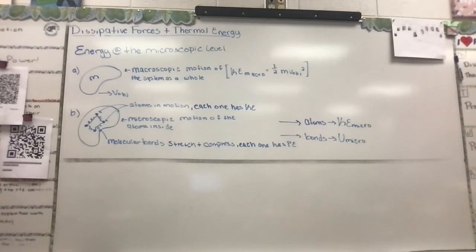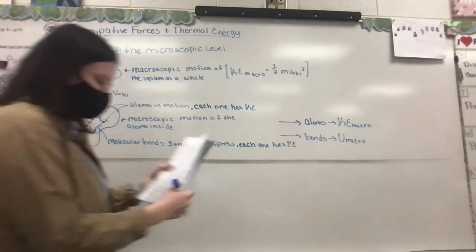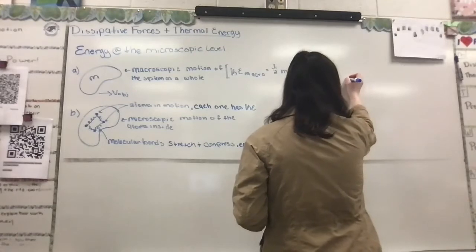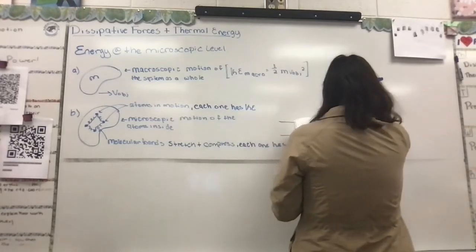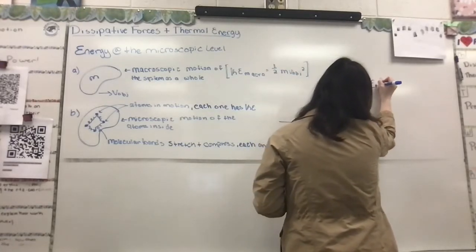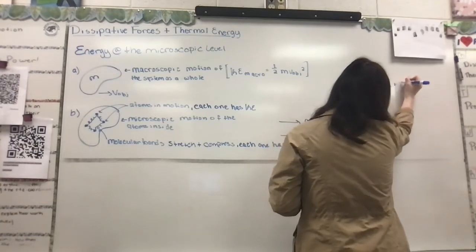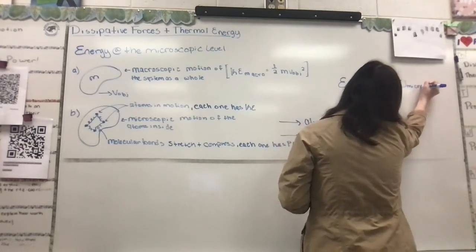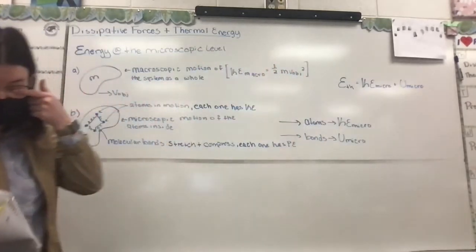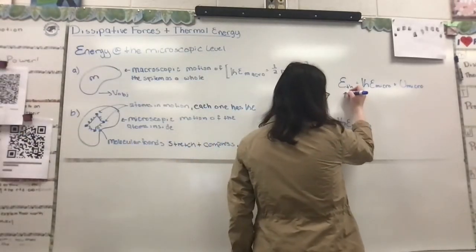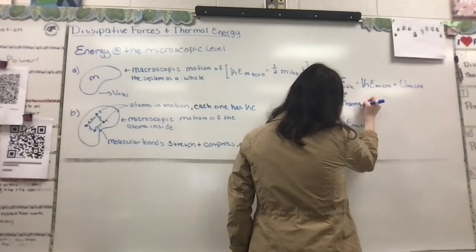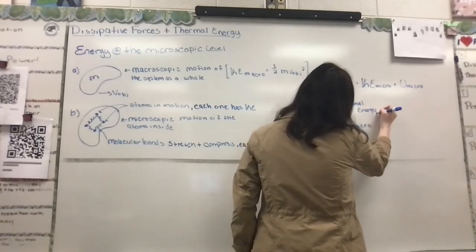So you might be thinking, okay, that's great, Miss Bernal, how does that tie into thermal energy, though? How this ties into thermal energy is that our equation for thermal energy is E thermal, E sub TH, equal to our microkinetic energy plus our micropotential energy. So that's what thermal energy is going to be equal to: our microkinetic plus our micropotential.